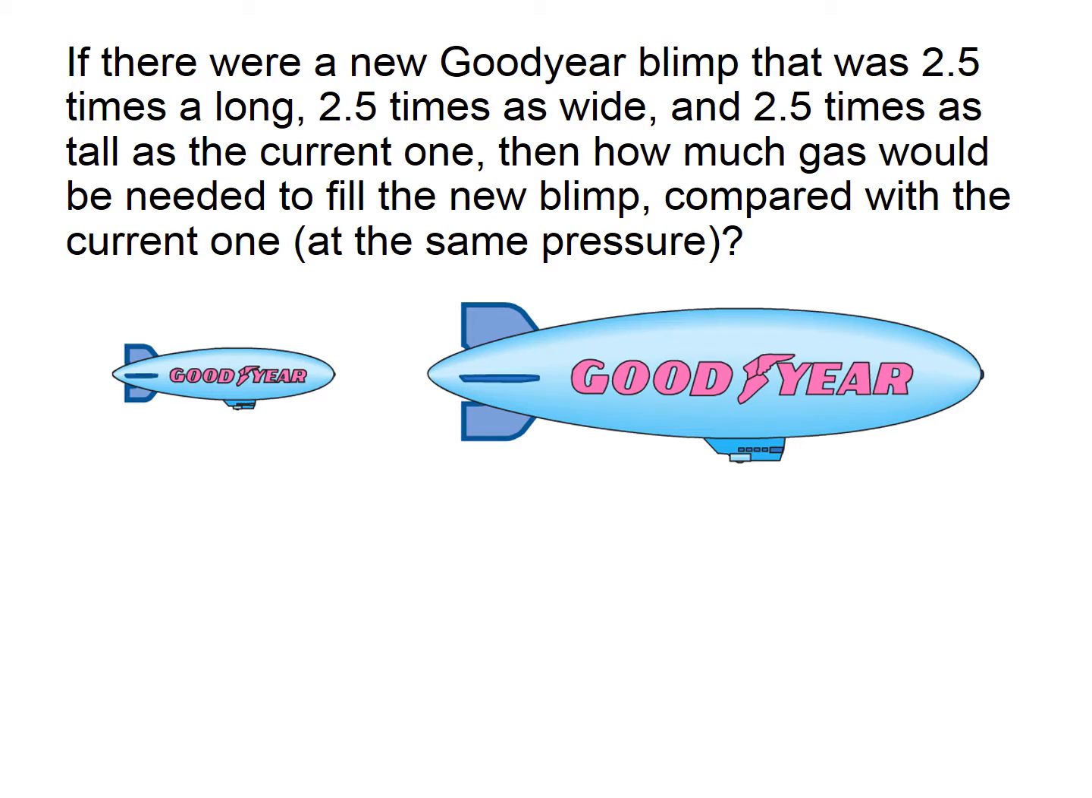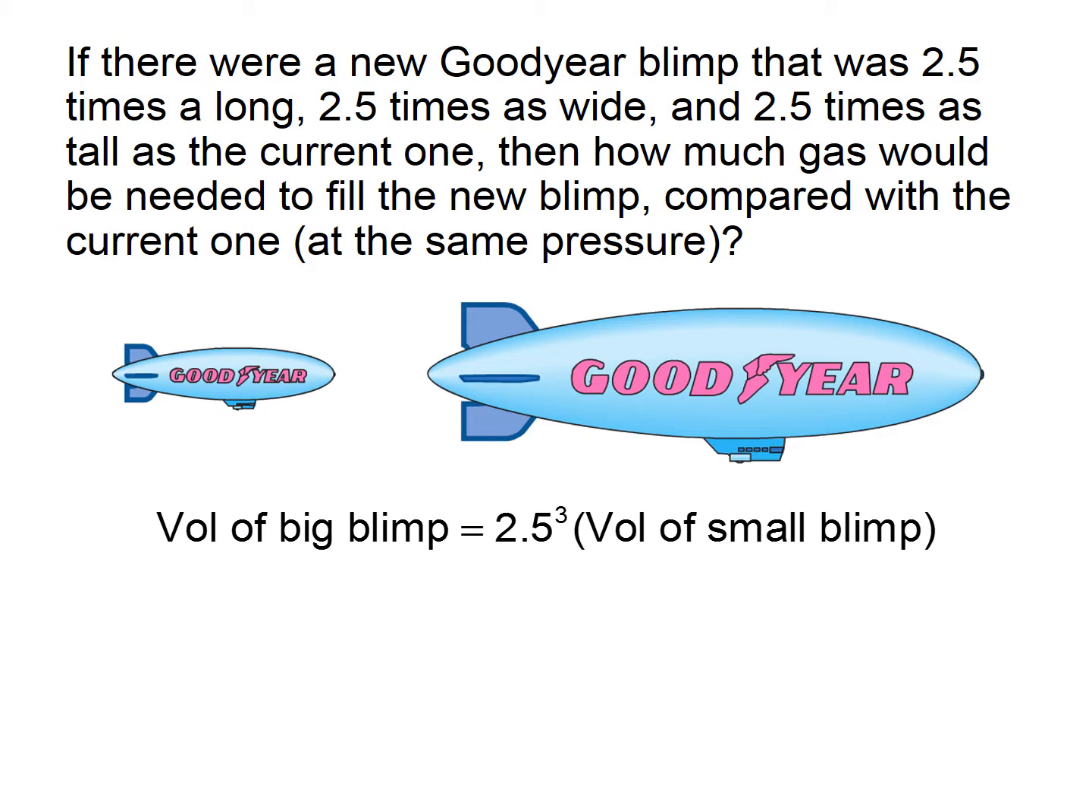So let's look at an application of this. Same scenario where we've got this new blimp that's 2.5 times as big as the small blimp. And here's the question. How much gas would be needed to fill the new blimp compared with the current one? And we're going to maintain the same pressure. So we might be tempted to say it's going to take just 2.5 times as much gas to fill the new blimp. But we're not dealing with just a single dimension here. We're dealing with volume. So as we just illustrated, the volume of our big geometrically similar blimp is going to be k cubed times the volume of our smaller geometrically similar blimp.